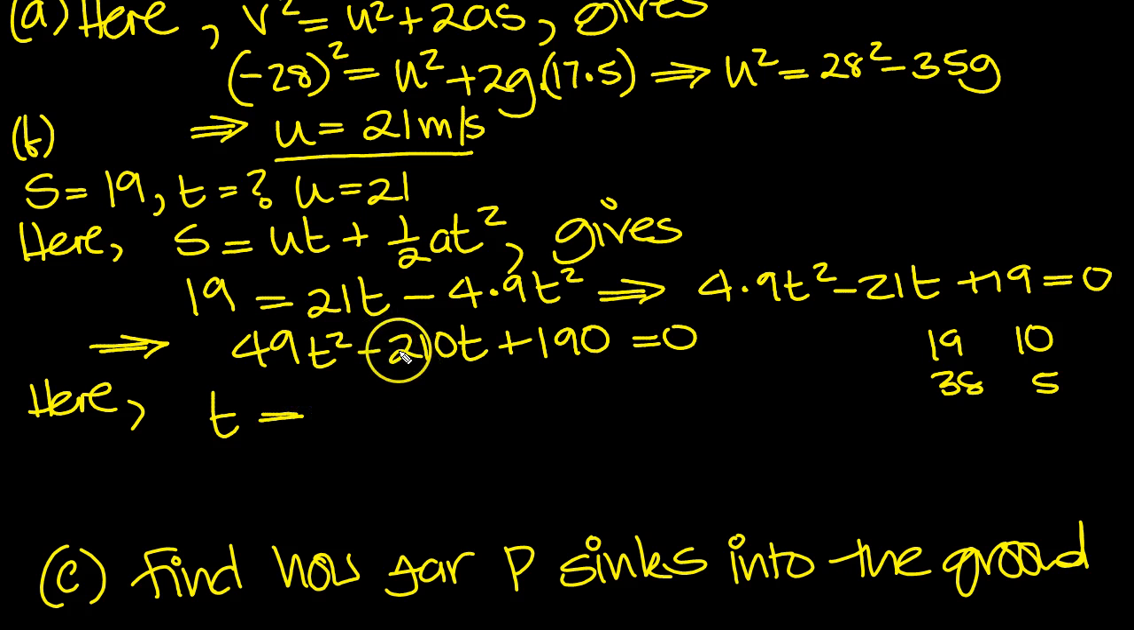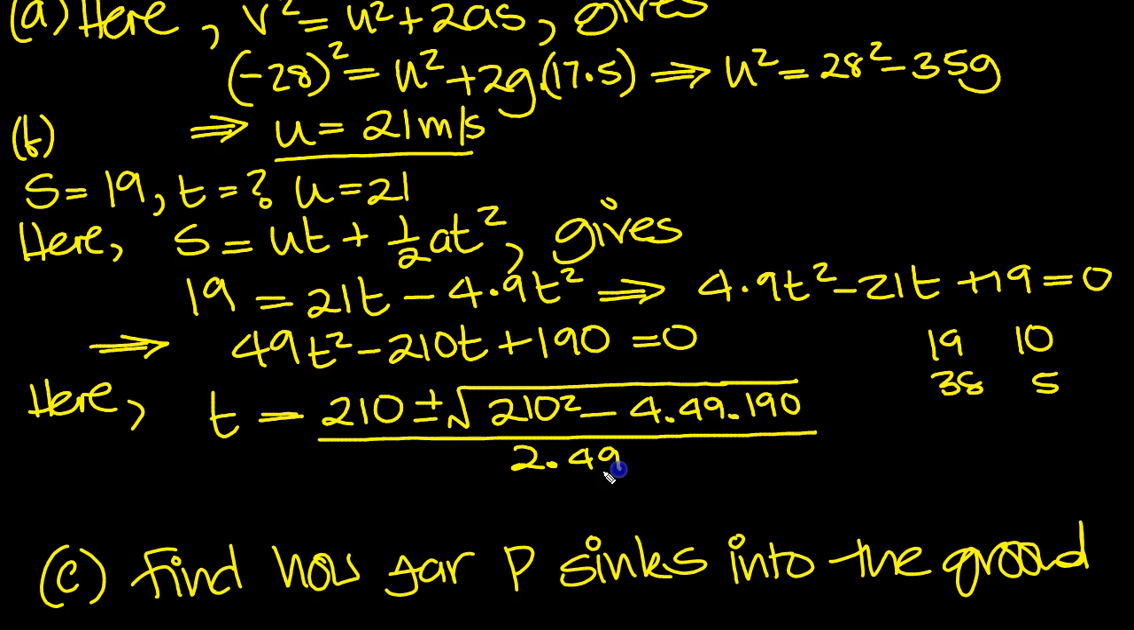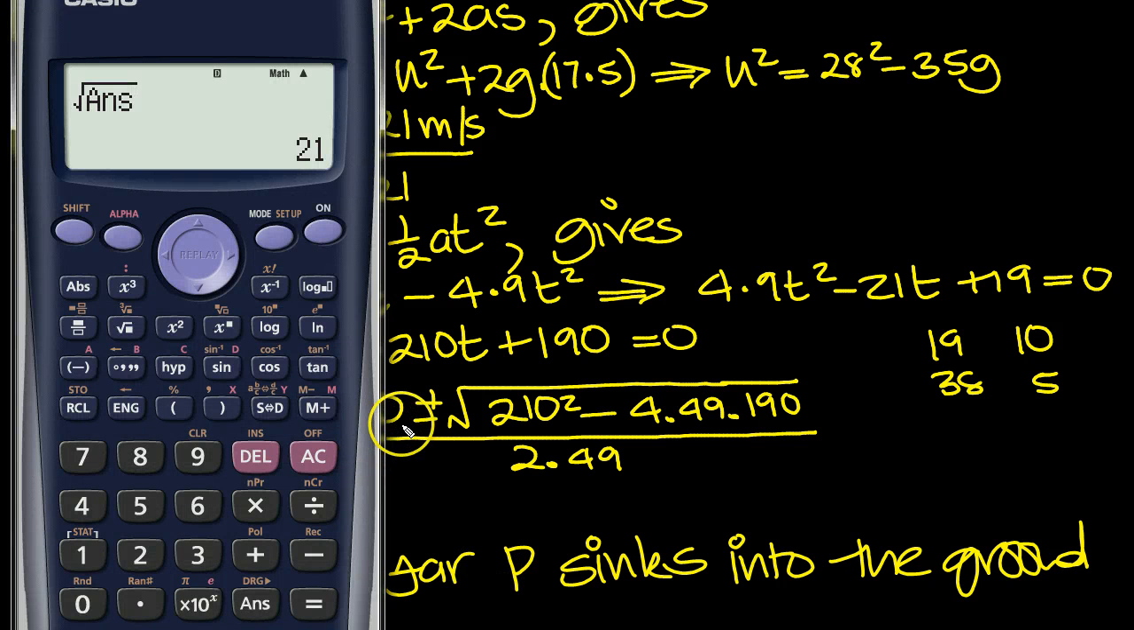t is equal to minus b plus or minus the square root of b squared. So I can drop the minus because it's squared. Minus 4 times a, 49, times c, 190, all over 2 times 49. So that tells us the times then. t is equal to, let's type it in the calculator then.